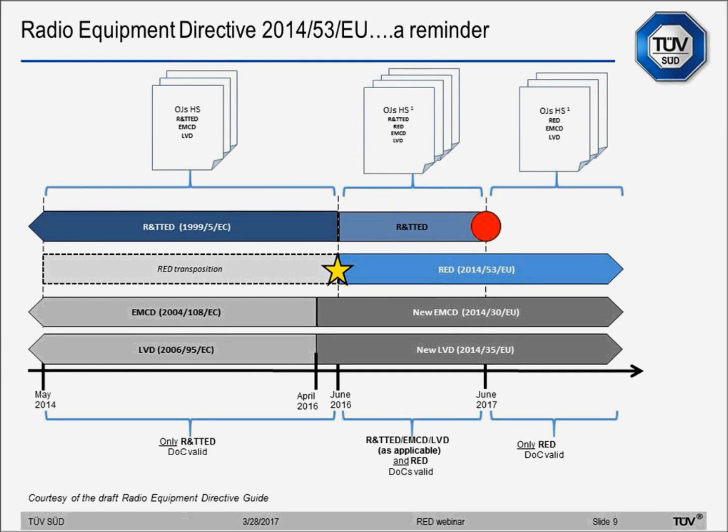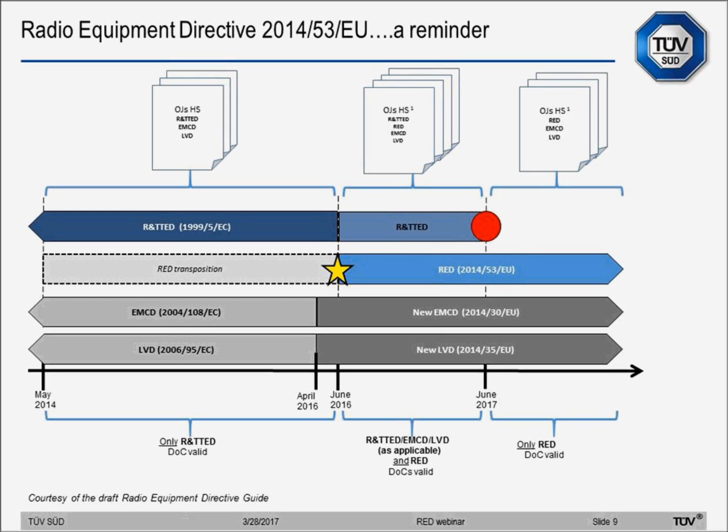Hopefully, this slide, courtesy of the Draft Radio Equipment Directive Guide, and the timelines are not a shock to most people viewing this webinar. The two bottom timelines show that the old electromagnetic compatibility and low voltage directives were replaced by the new directives in April 2016 with no transition period. In contrast, the timelines at the top show radio equipment have had a 1-year transition period to comply with the RED, starting in June 2016, which will finish June 2017, when the R&TTE Directive ceases to be valid.